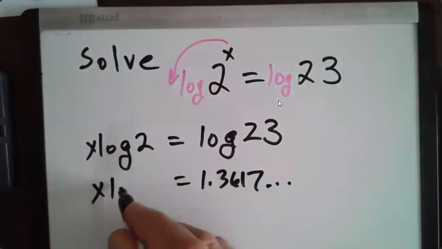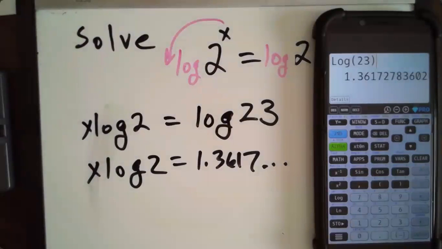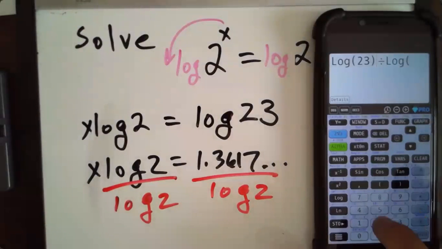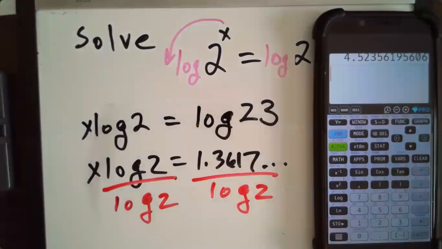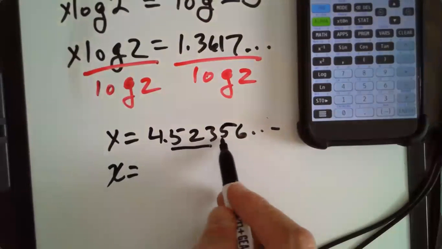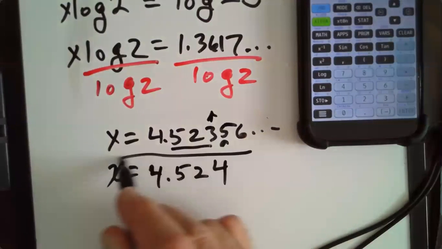And on the left side, we still have x log 2. Now we're going to isolate the x, so we've got to divide by log 2. So we hit divided by here, and we hit log 2, close the parentheses, and we get x equals 4.52356, dot, dot, dot, it goes on. So we're going to round that to 3 decimal places. So we go 1, 2, 3. It's a 5, so we round up to 4.524. And that's our answer.